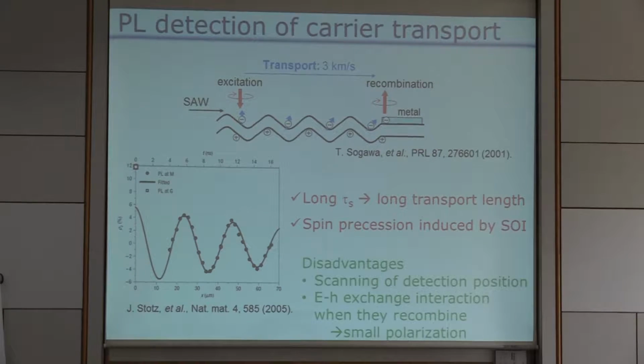But this method also has a disadvantage: because we have to determine the position of the metal at first, we cannot scan the detection position. Also, there is electron-hole exchange interaction just before the emission of the photons. This decreases the polarization of the electron spin, so we think this decreases the signal-to-noise ratio of the measurement. This is why we want to measure with the magneto-optical effect.